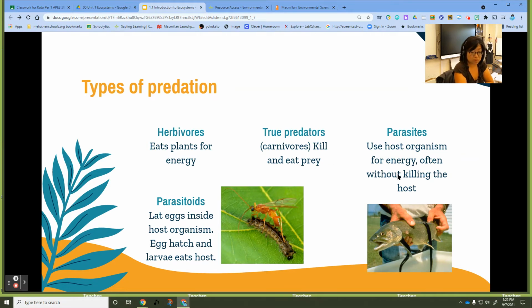So those are parasites. And then you also have something called parasitoids. Here's a parasitoid wasp. It lays eggs inside its host larvae, usually caterpillars, and the larvae hatch inside the host and basically eat this poor caterpillar from the inside out. So those are parasitoids.